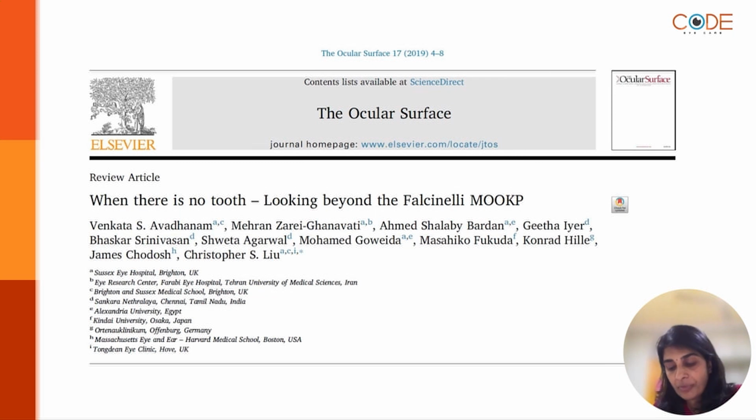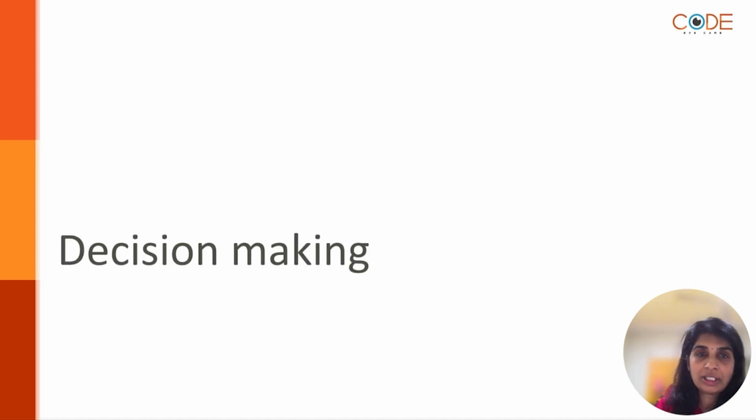So the decision making, especially when you do not have a tooth, is something that we had described in this paper, which clearly delineates how you would go about taking a decision about the type of keratoprosthesis that you would choose and implant in patients who have very severe end-stage ocular surface disorders.